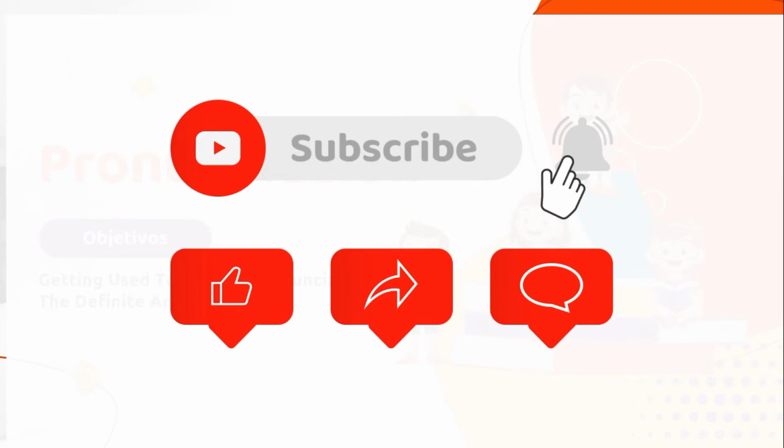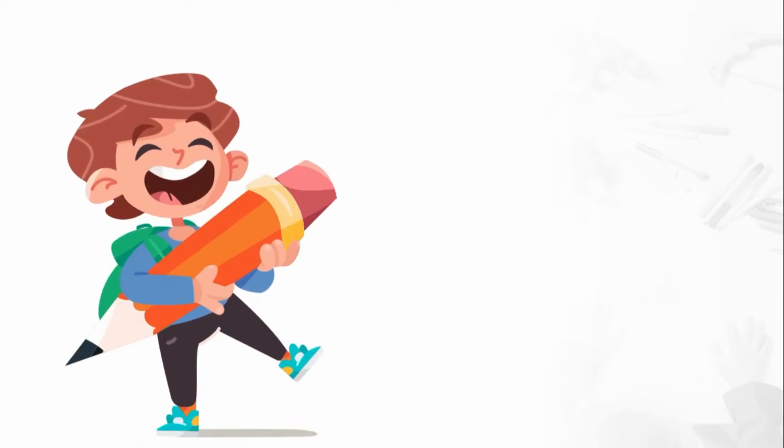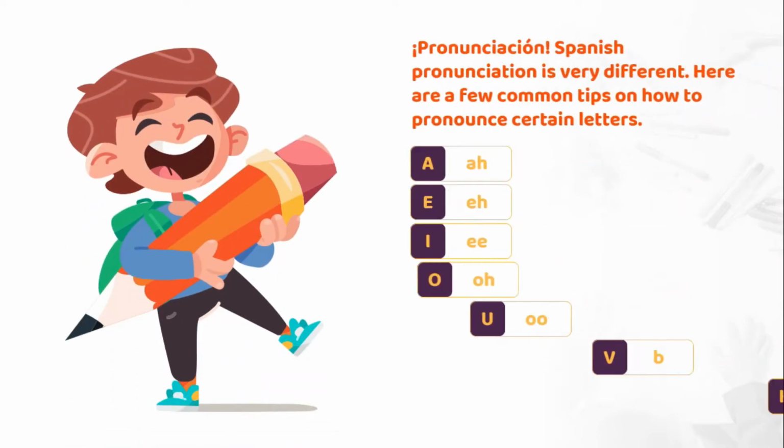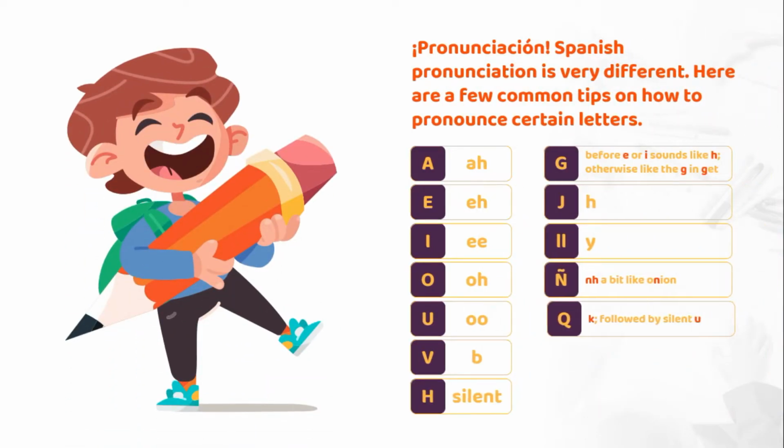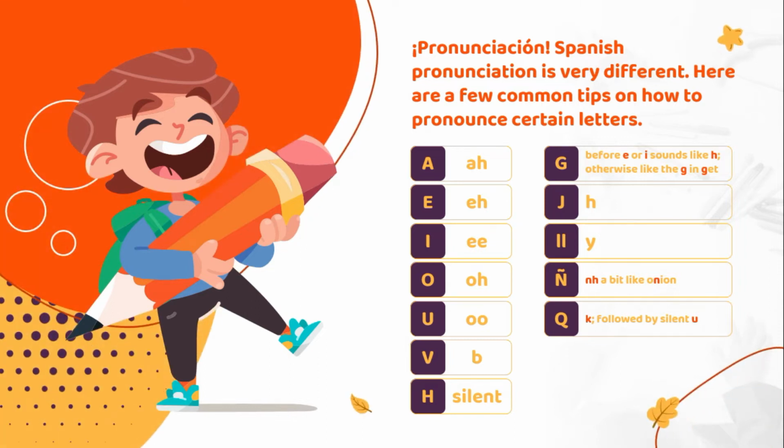Bueno, empezamos. Let's start. Now, Spanish pronunciation is very different. However, once you know a few patterns, you will sound just like a native speaker. It is spoken in many countries, 22 officially, and there are about 500 million speakers. So there are many Spanish accents and variations, so we'll stick with a common Spanish pronunciation approach.